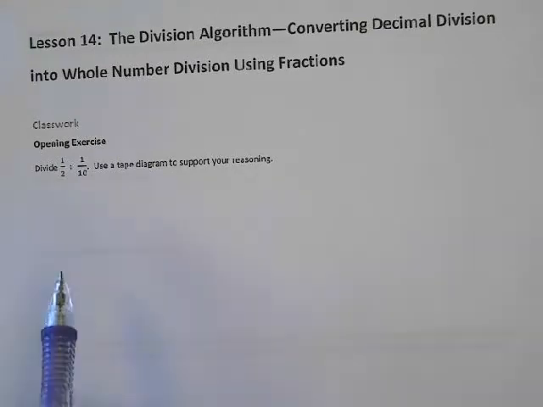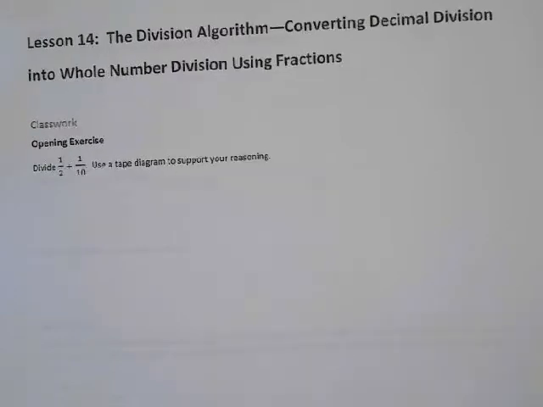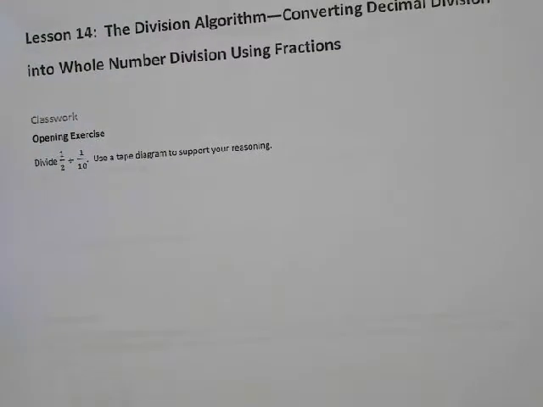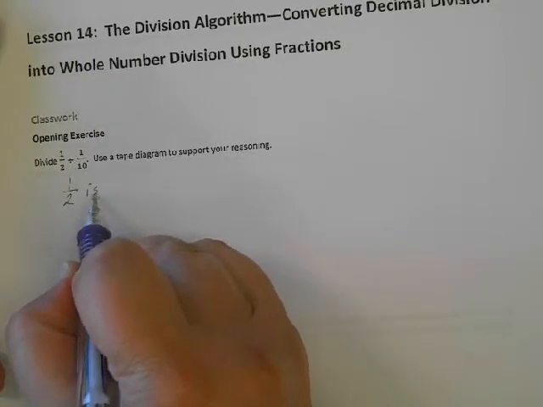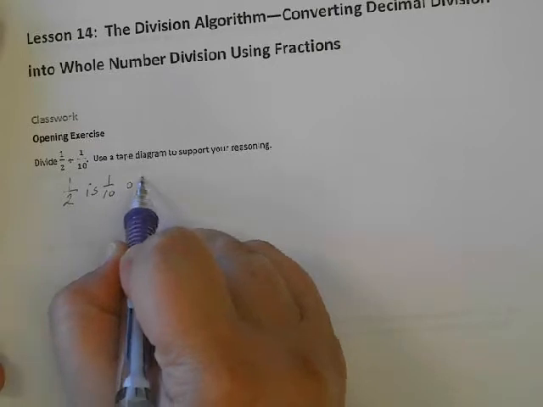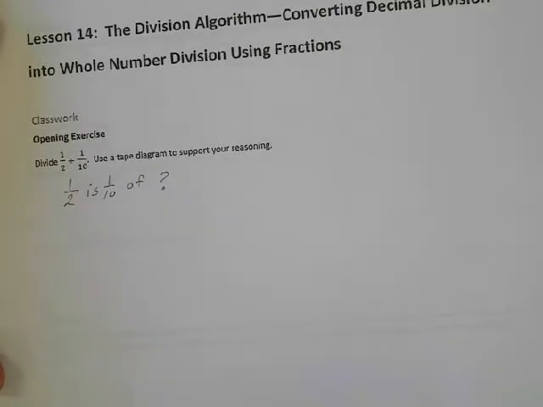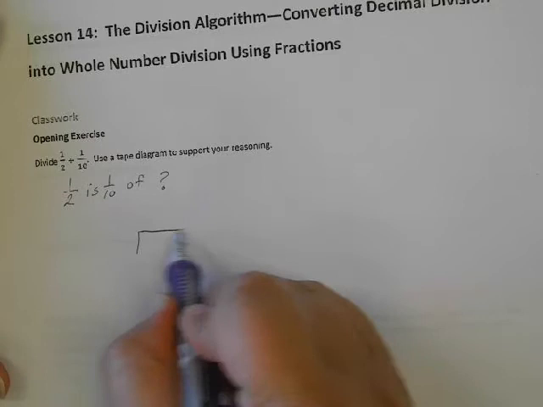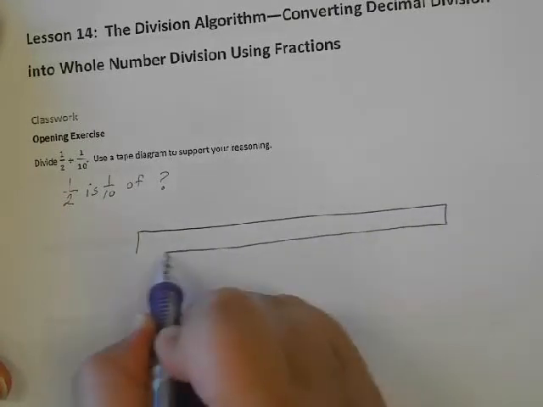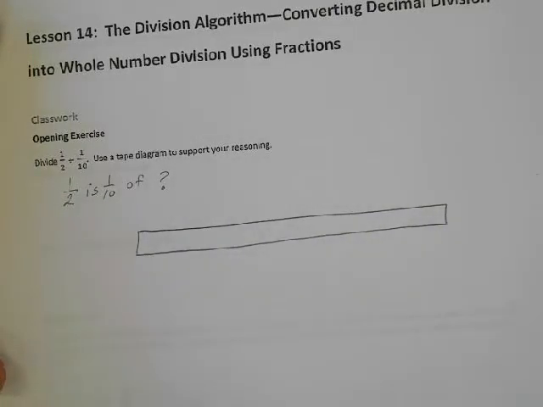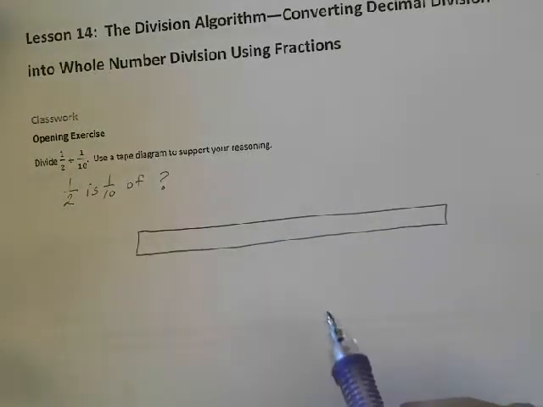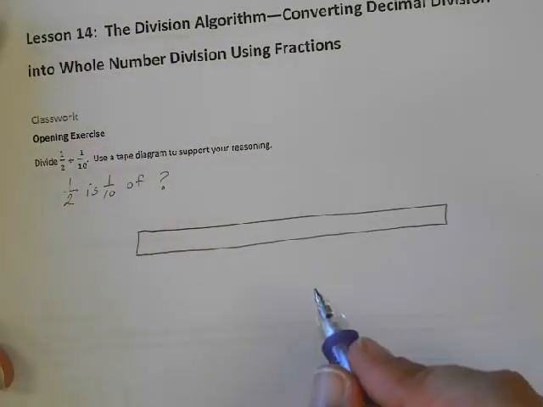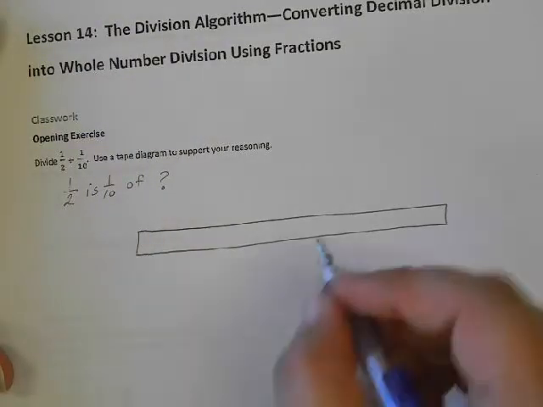In this opening exercise, it says divide 1/2 by 1/10. Use a tape diagram to support your answer. So what this is essentially saying is 1/2 is 1/10 of something. That's something we don't know. So the first thing I'm going to do is map this out. This is the part that I don't really know. This is what my answer is going to be. And the first thing I'm going to do is cut it into tenths.